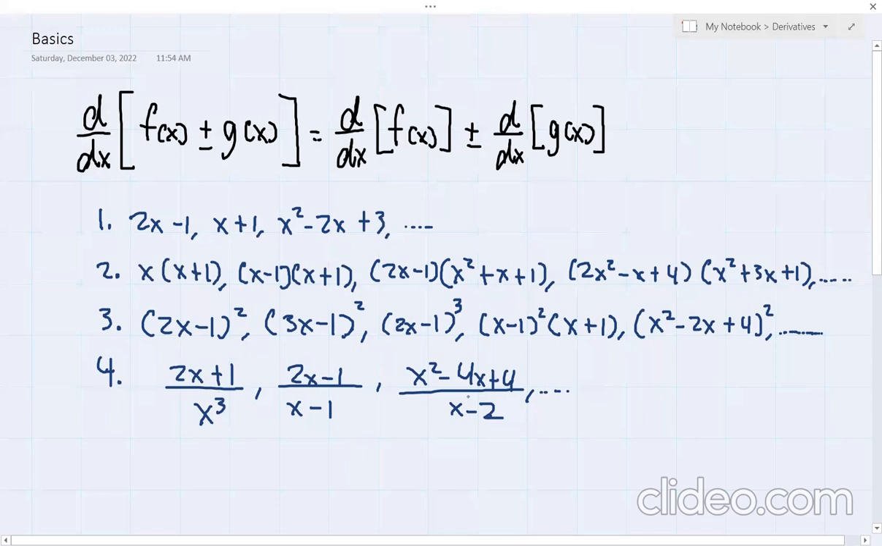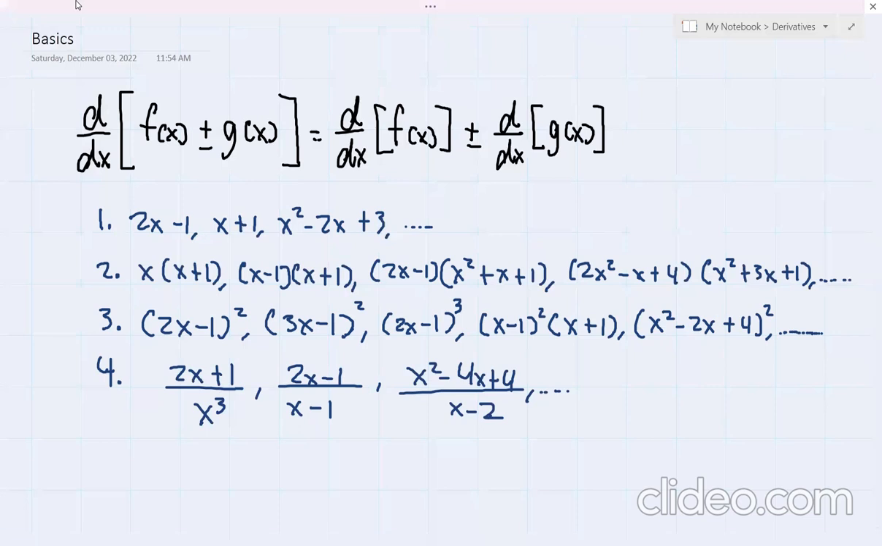Applicable pa rin ba ang sum and difference rule of differentiation sa lahat ng rational expression? The answer is no. Not at all. Okay? Not at all. Pero, in some cases, yes. Okay? Ulitin ko, is this rule applicable sa mga rational expression? The answer is no. Hindi. Pero, in some cases, yes. Okay? In some cases lang.